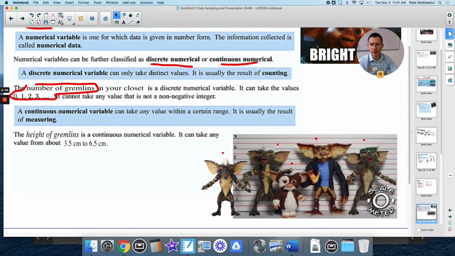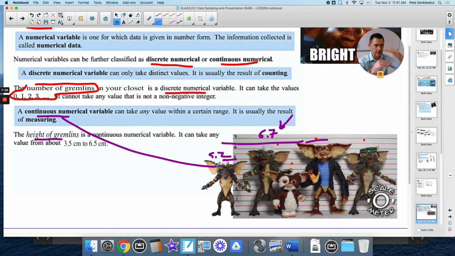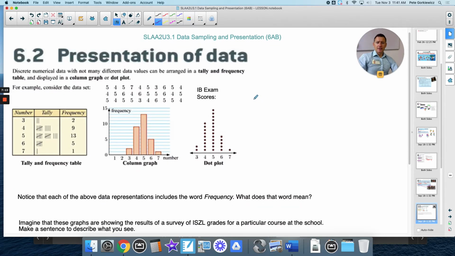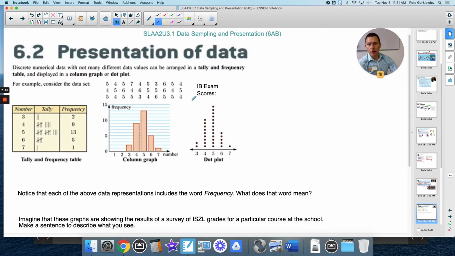And so the number of them is discrete, but probably their heights are not. It's okay if you have one that's 5.2 centimeters and another one that's 6.7 centimeters. Having a decimal height is fine, right? So that's continuous because it can continue between 2 integer values. So we're going to take this data and present it in a way that's absorbable to more people.